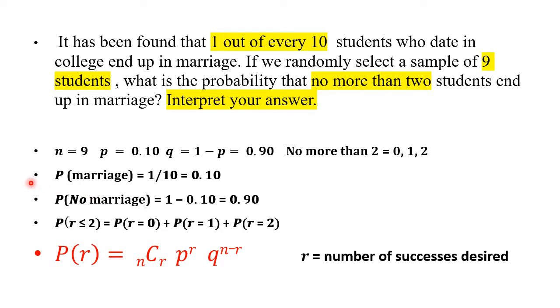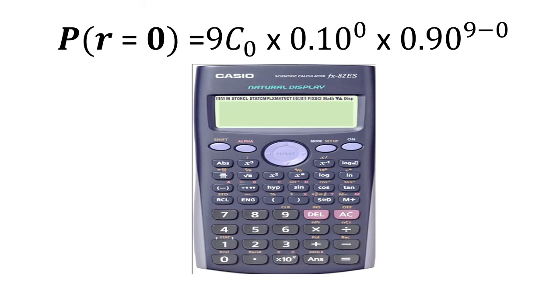So we've already discussed that the probability of marriage is the success, and the probability of no marriage is the failure. And then we have our statement: the probability of no more than 2. So our R can be 0, 1, or 2. R is the number of successes desired, no more than 2. Okay, let's do the calculation.